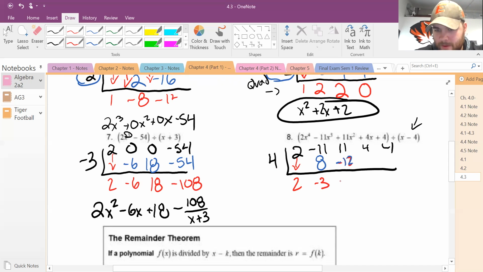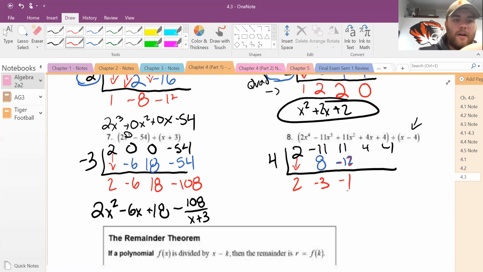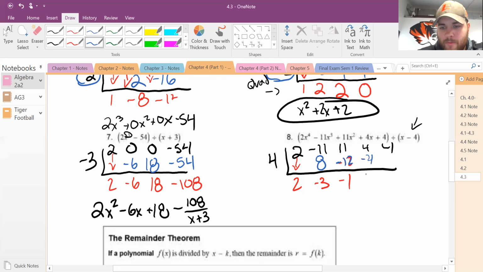The colors mess me up. I get negative 1. 11 plus negative 12. 11 minus 12 is going to be negative 1. I get 4 times negative 1 is going to give me negative 4. I get 0. Okay, 4 times 0 is obviously going to be 0.